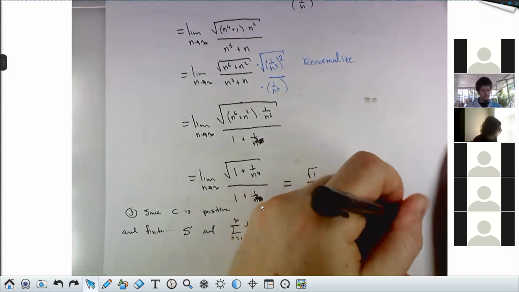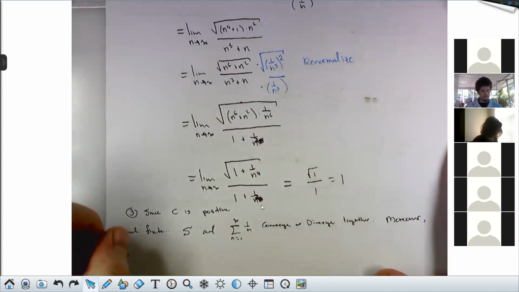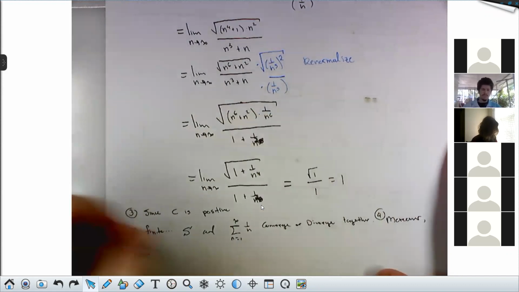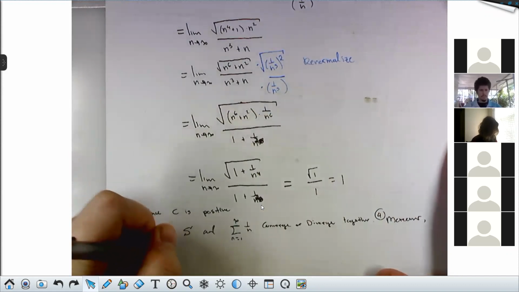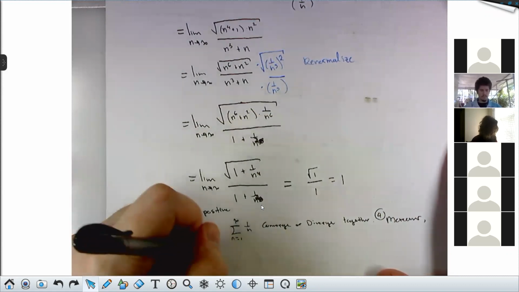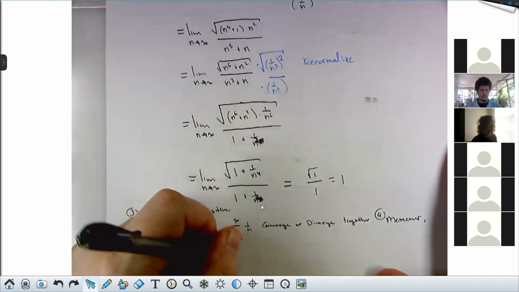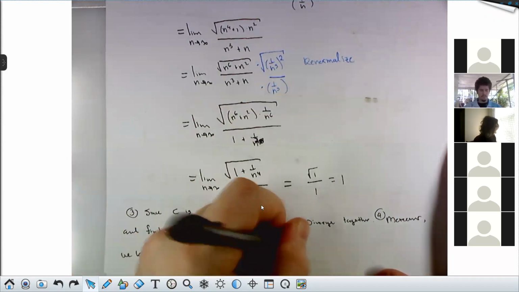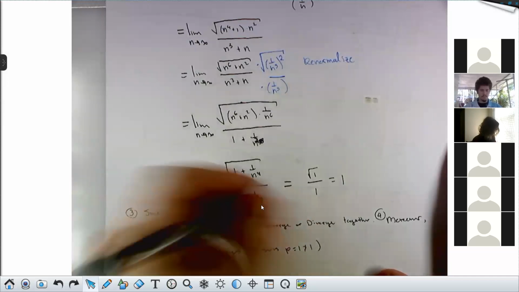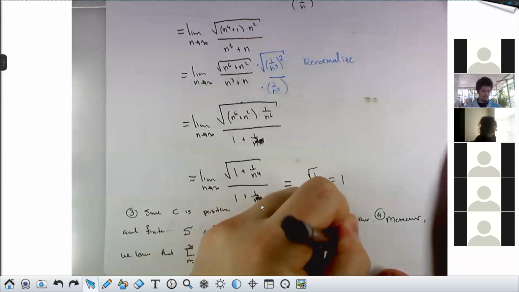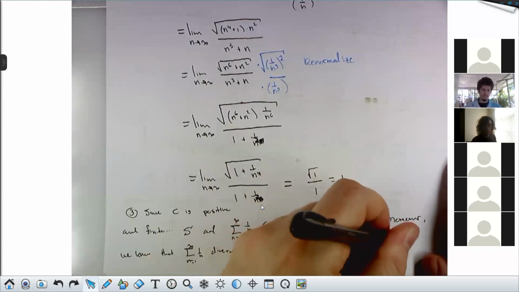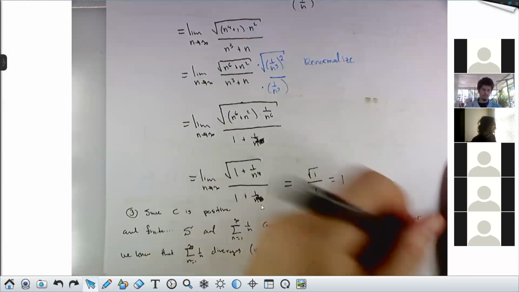Moreover, we know, I guess this is step 4, right? Moreover, we know that the sum from n equals 1 to infinity of 1 over n diverges. So the p-series has p equal to 1, which is not bigger than 1. Thus, S diverges also.